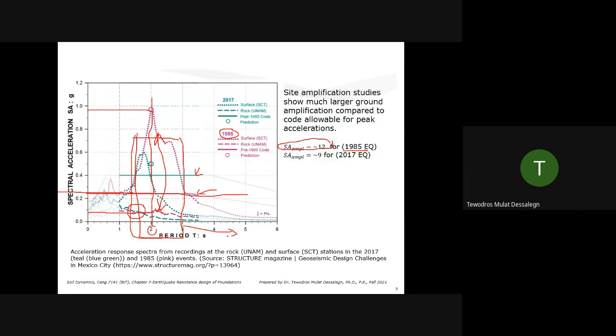If you shift it, very tall buildings with a high period are around here, right? So they are not affected. The seismic force acting on them is less than 0.2 G. But a shorter, stiffer structure, which is around 2 seconds, gets 0.9 G. You get the idea, right?